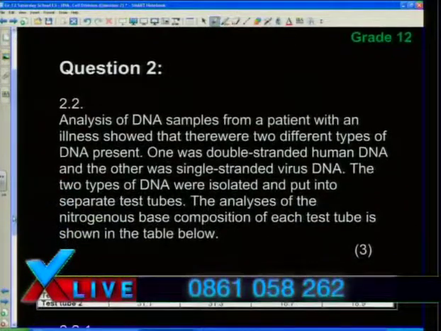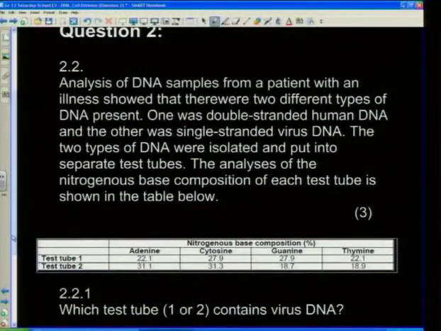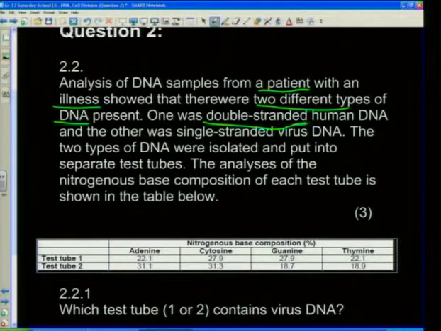We're still with question 2. And this one here requires a little bit more reading, guys. This is analysis of DNA samples from a patient with an illness. So a patient has an illness. It showed that there were 2 different types of DNA present. One was double-stranded human DNA, and the other was single-stranded virus DNA. The 2 types of DNA were isolated and put into separate test tubes. The analysis of the nitrogenous base composition of each test tube is shown in the table below.